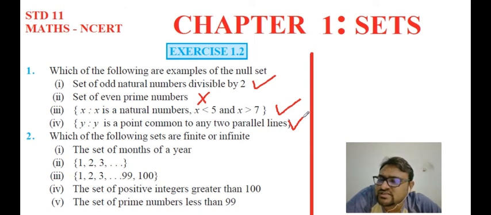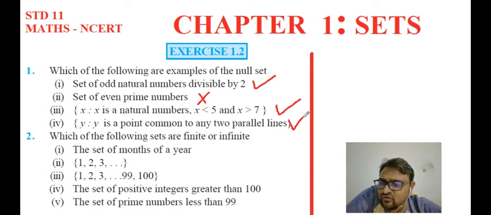So the first one, set of odd natural numbers divisible by 2, null set. Even prime numbers, not a null set. Natural numbers less than 5 and greater than 7, null set. And a point common to any two parallel lines, null set, because there is no common point. Now let's go to the second question.